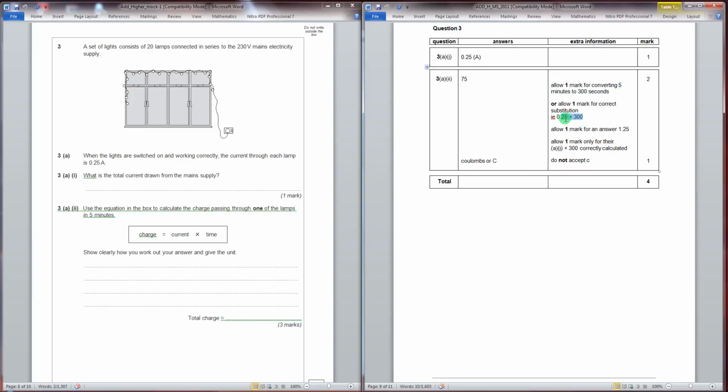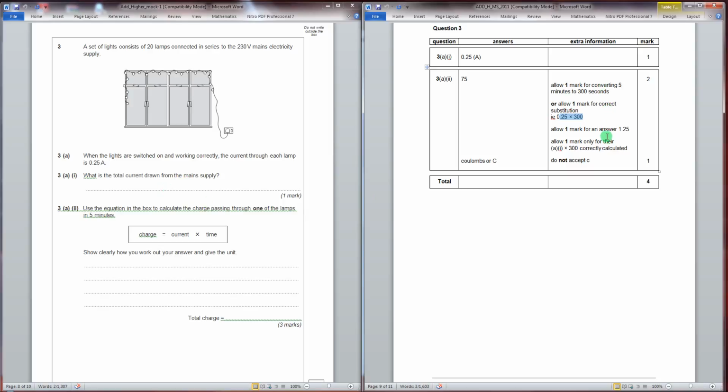And you can also do it straight away, and without doing the calculation to convert that, you can just write down the 300 seconds. If you can do it in your head, that's fine. So you get a mark for writing down 0.25 times 300. If you just multiplied the 0.25 amps by the 5 minutes, you get 1 mark for that as well. And you also get 1 mark for your value from this first part here substituted in. Even though it says 1 lamp, they were nice to you and said yes, you could have your value from part A even if it was wrong.